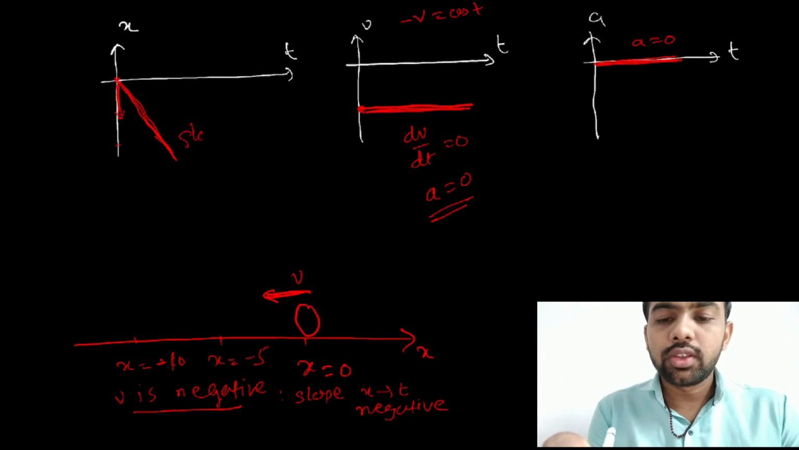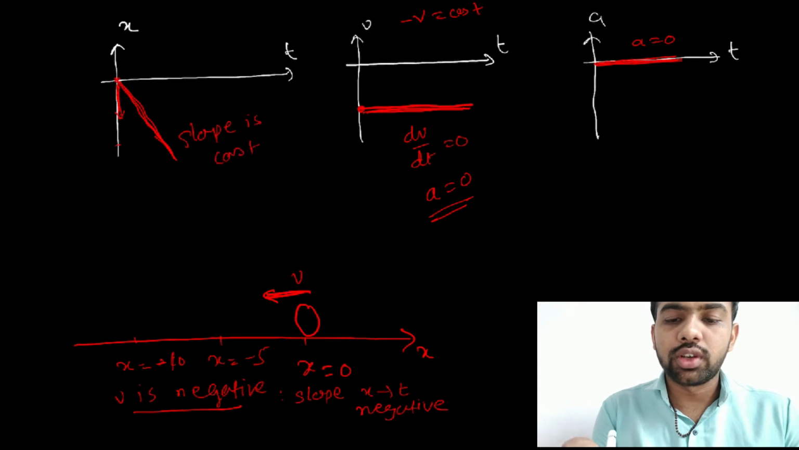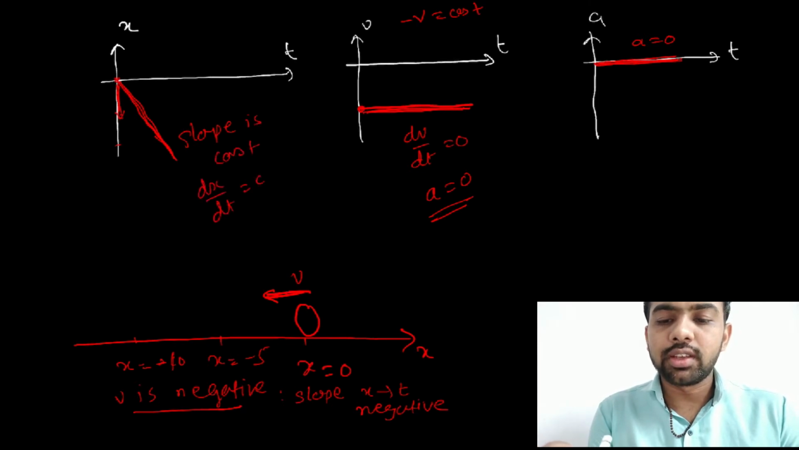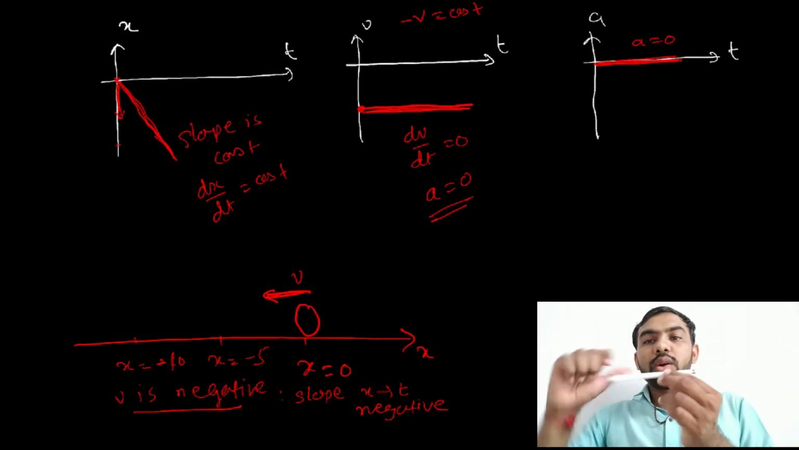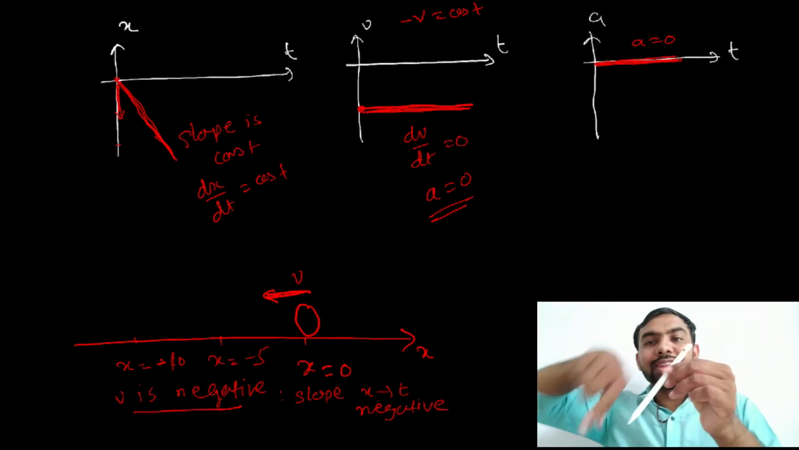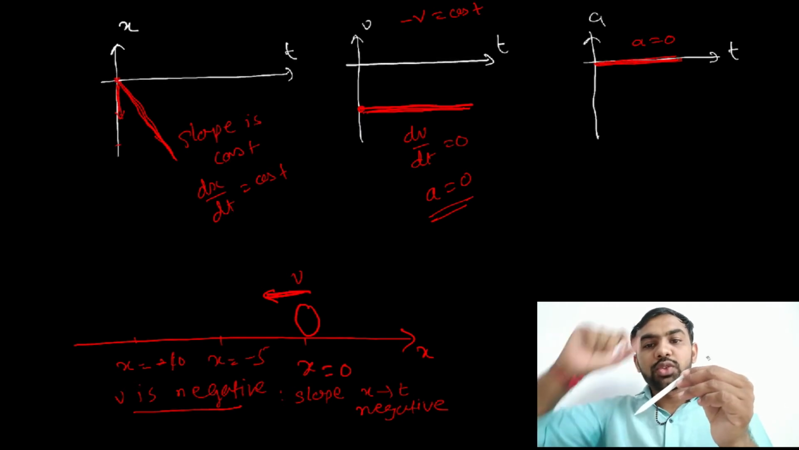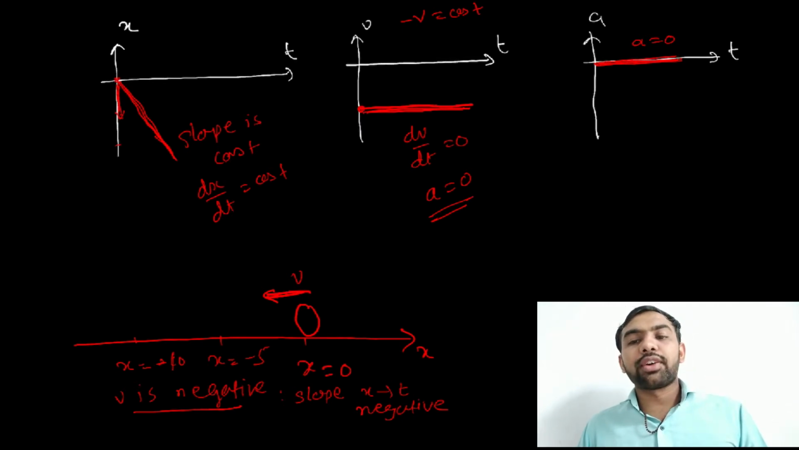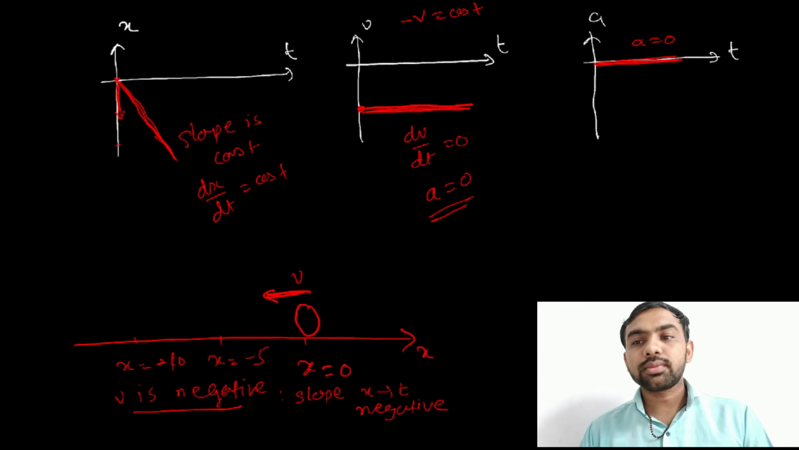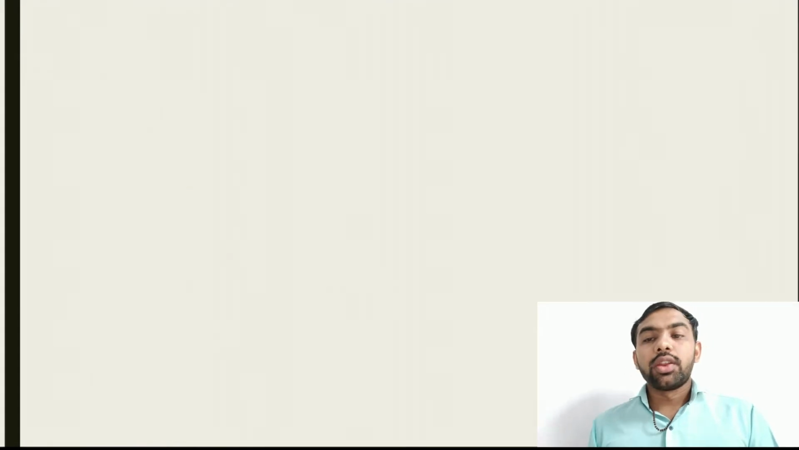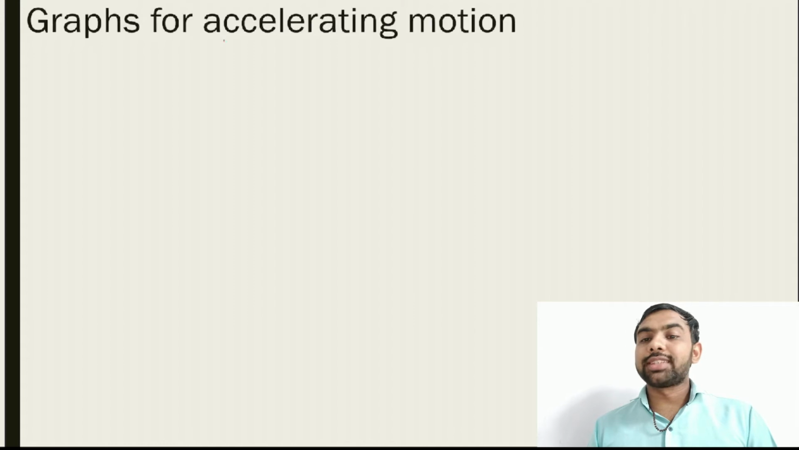So here again the slope is constant, it means dx by dt is equal to constant, but see the direction: this slope is 0, this slope is positive and this slope is negative, as we discussed in the previous sessions. So that is negative. All those graphs are again similar, only the parameter and coordinates are changed: xt, vt and at. In this way we draw the graph properly. All of you must note this graph in your books, then we will go to the next. Let's see now graphs for accelerating motion.